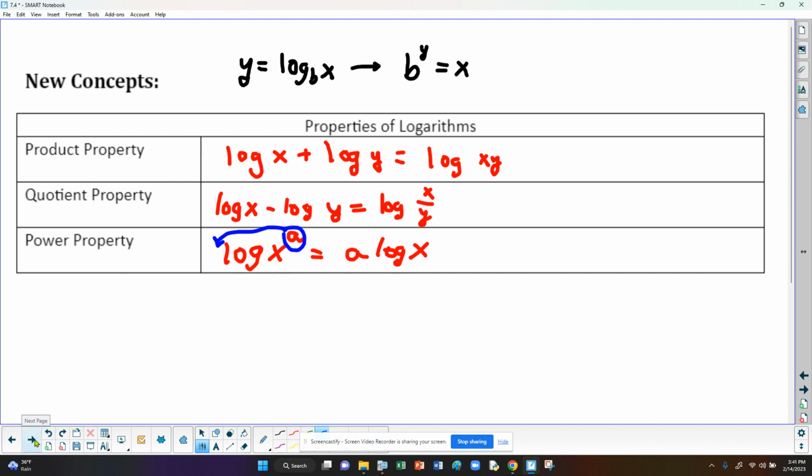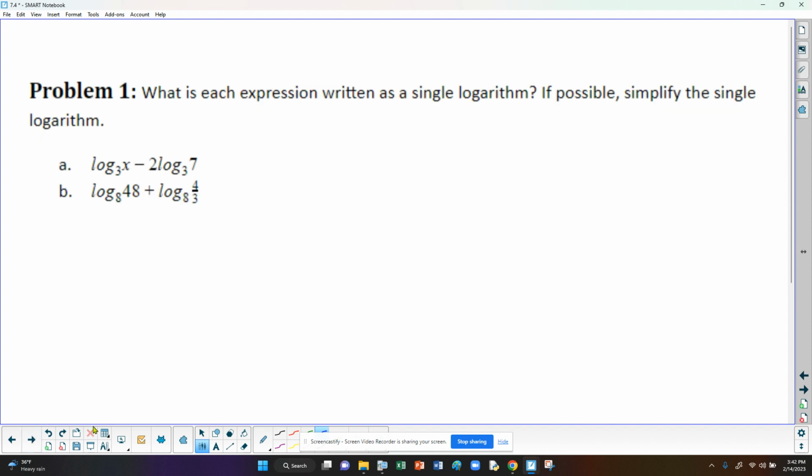So we're going to practice first condensing logs, looking at having multiple logs and whether we can simplify them down. Then we're going to look at expanding logs, where we're going to try to write multiple logs for the situation given. So let's take a look at example 1.